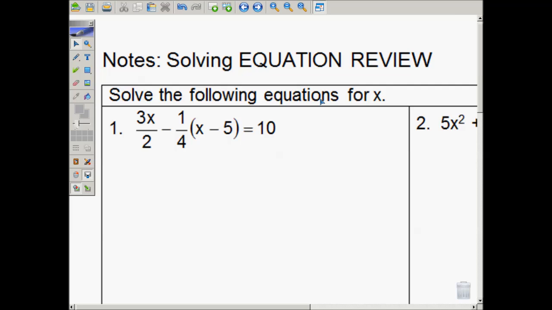Parentheses, exponents, multiply, divide, add, subtract. Okay? So, parentheses, exponents, multiply, divide. PEMDAS.